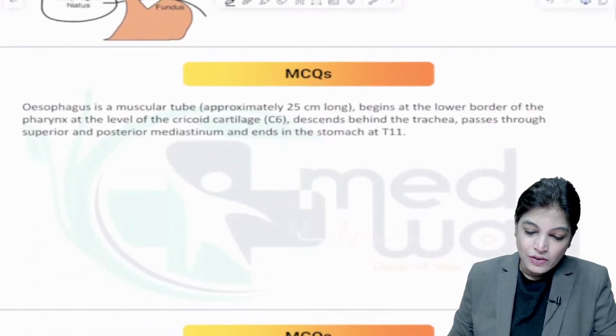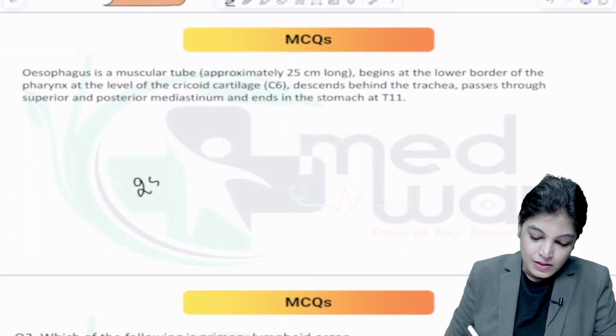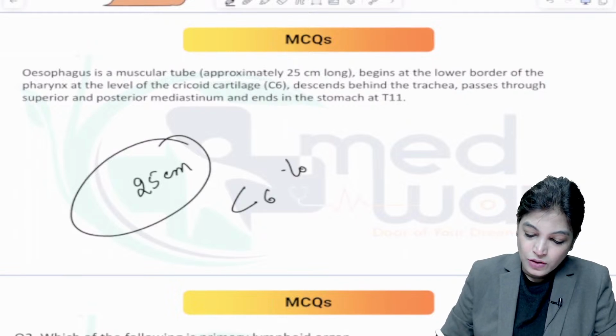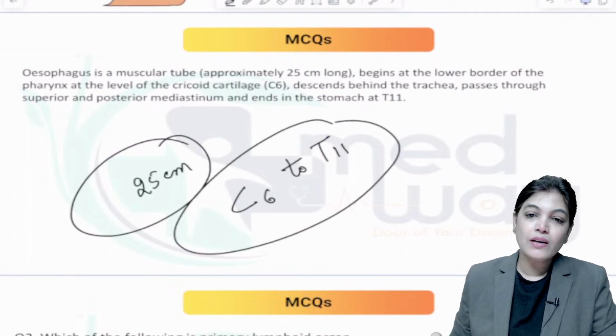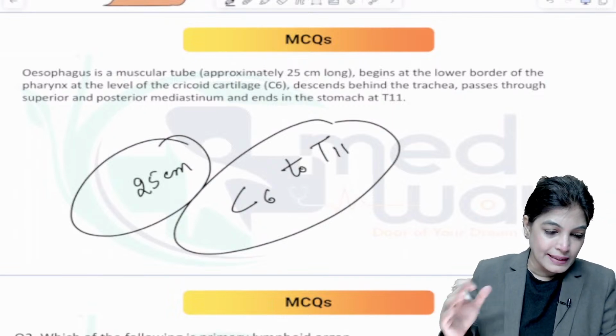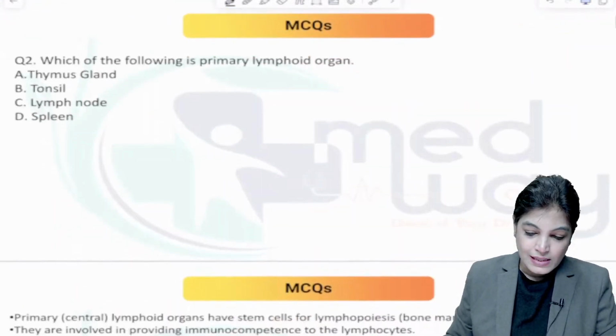I would also like everybody to know that the esophagus is altogether 25 centimeters in length, extending from C6 cervical vertebra to the T11 vertebral level. If any of the students has any doubt, they can ask me. Let's move on with the second MCQ.